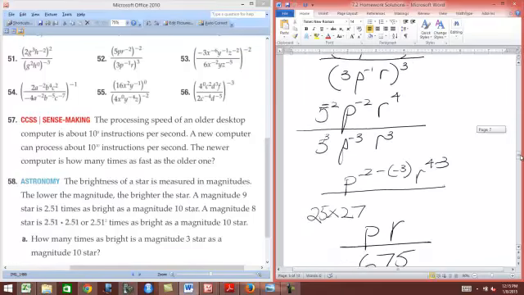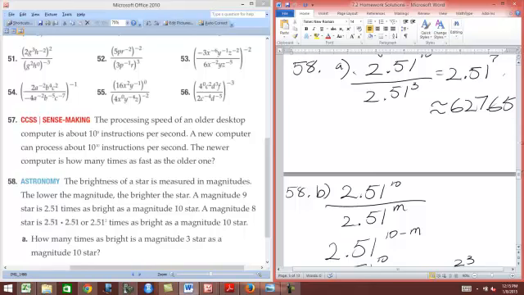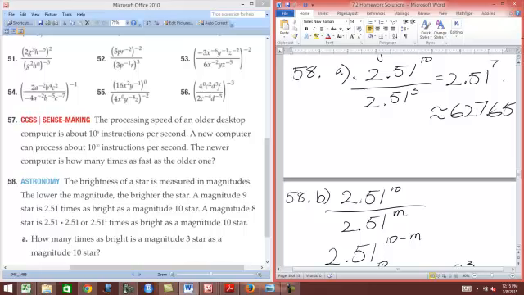So 58. Now, here they're talking about something kind of in reverse. The brightness of a star is measured in magnitudes. The lower the magnitude, the brighter the star. A magnitude 9 star is 2.51 times as bright as a magnitude 10 star. Okay, a magnitude 8 star is 2.51 times 2.51, or 2.51 squared times as bright as a magnitude 10 star.